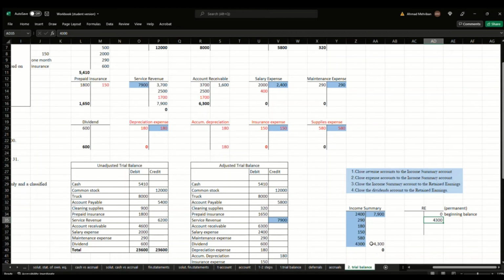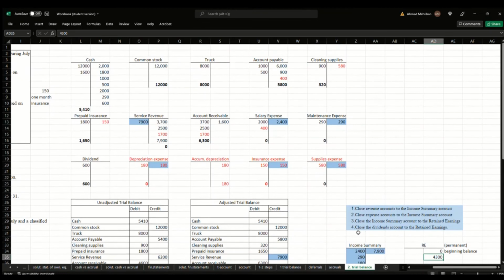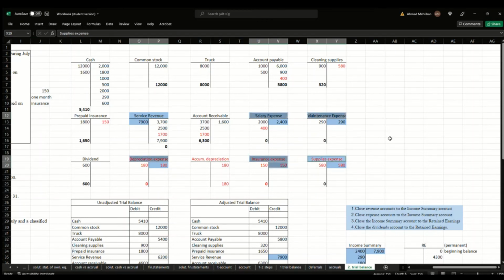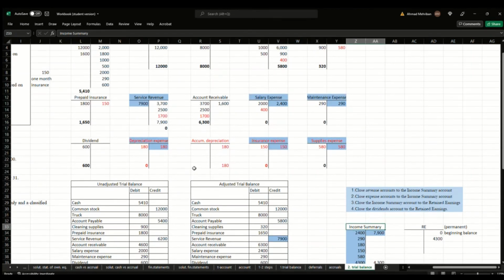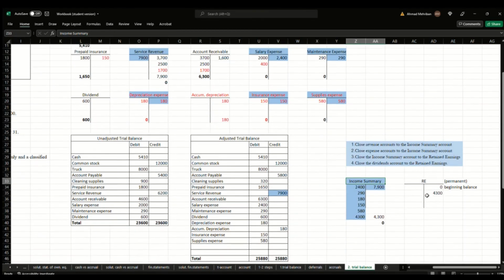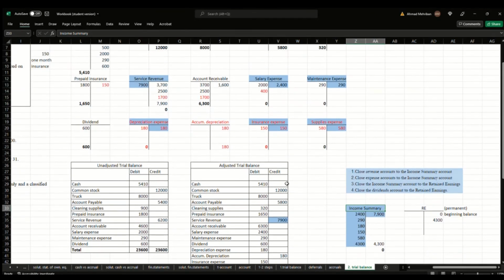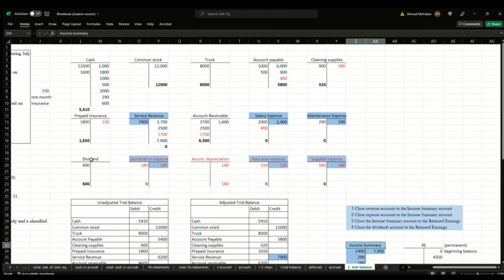Income summary also closed. Let me just color code it. I like, as you know, color coding. This is very useful. These are all temporary accounts that have been closed, including our income summary. But retained earnings is a permanent account. It doesn't get closed.